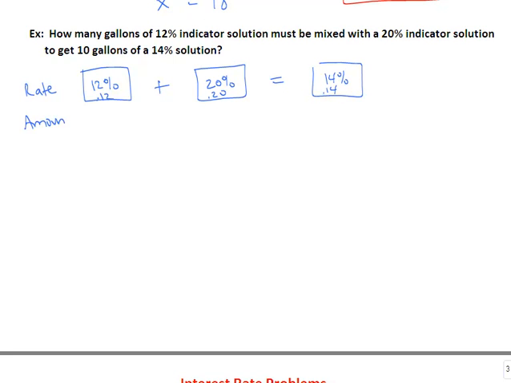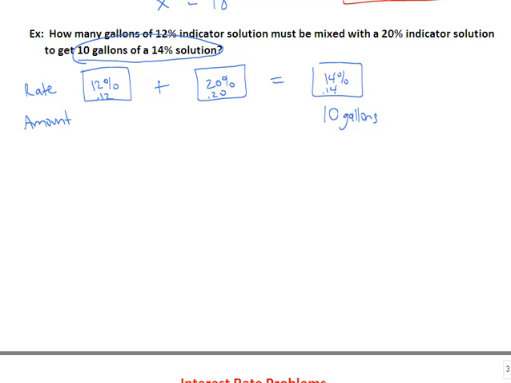Underneath, we want to write the amounts that we have. And here's where this problem differs from the last 2 that we did. Usually, we know either one or the other of these first 2 amounts. In this problem, we want to get 10 gallons of our 14% solution. So here we kind of know the goal. We want 10 gallons for this last amount. We don't know how much of either of these 2 it's going to take to get to that 10 gallons. So we kind of have 2 unknowns here.